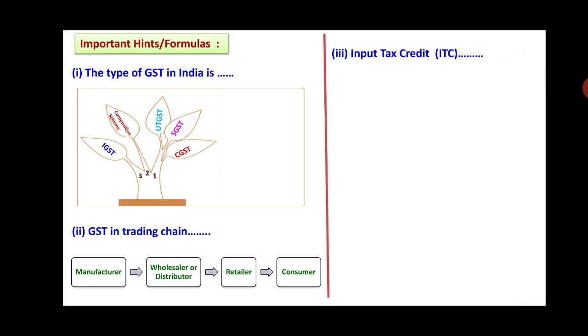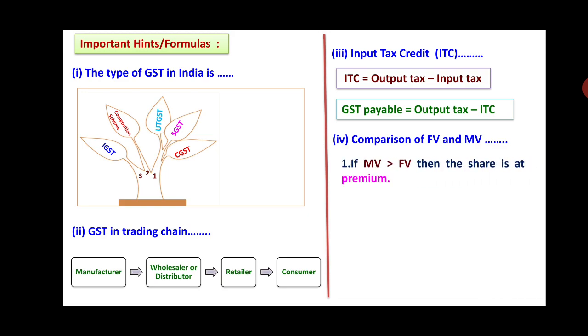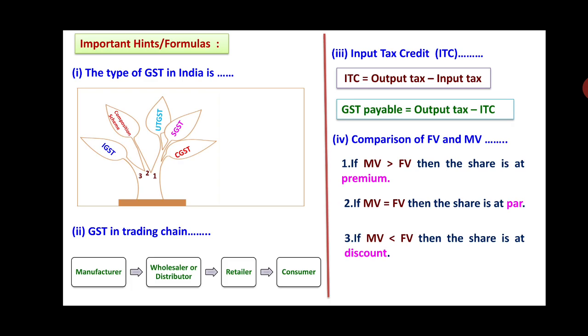Third, input tax credit can be calculated: ITC is equal to output tax minus input tax. GST payable is equal to output tax minus ITC. Fourth, comparison of the face value and the market value. If market value is greater than the face value, then the share is at premium. If market value is equal to face value, then the share is at par. If market value is less than face value, then the share is at discount.